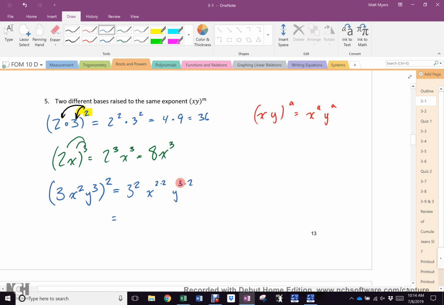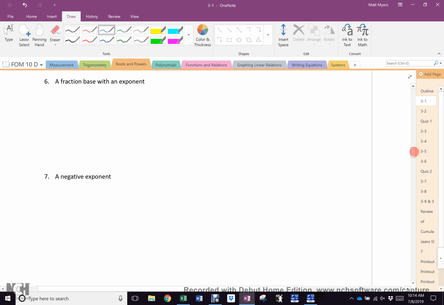Notice if you write it out, you cannot do it wrong. 3 squared is what? 9. 2 times 2 is 4, and 3 times 2 is 6. You can't do it wrong if you write it out. You can't. Everybody cool with 1 through 5? Okay, 6 and 7 is where they start getting a little fuzzy. Let's start with 6.